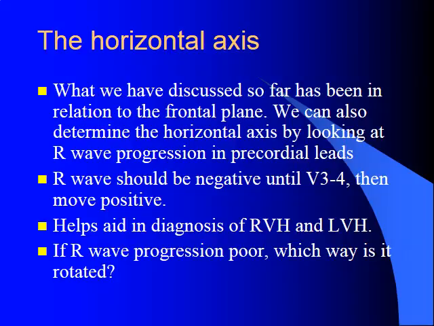If it doesn't turn positive until V6, that would be a clockwise axis. And we'll look at some examples as we discuss left and right ventricular hypertrophy. V6 is where the QRS complexes are mostly positive. Looking from the bottom, this is clockwise from where V3 and V4 would be located. So this would be a clockwise rotated horizontal axis.